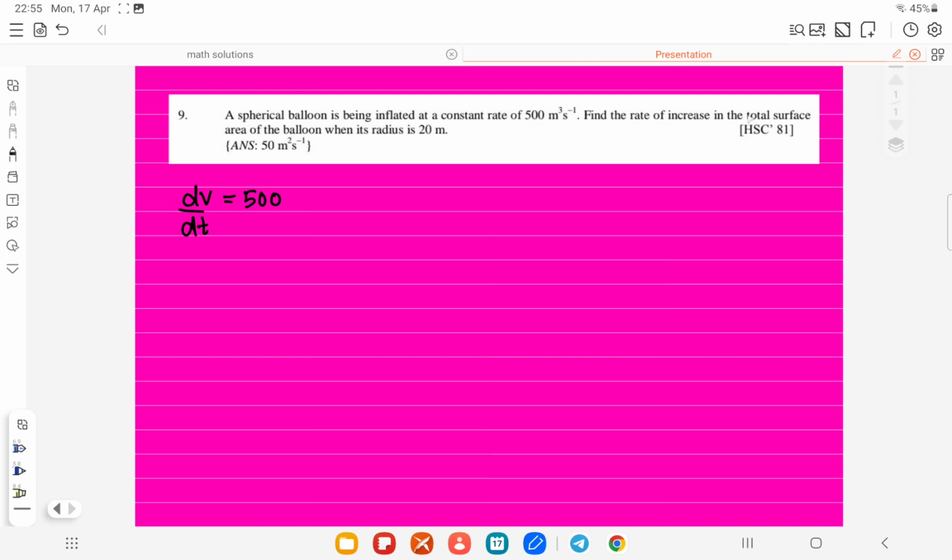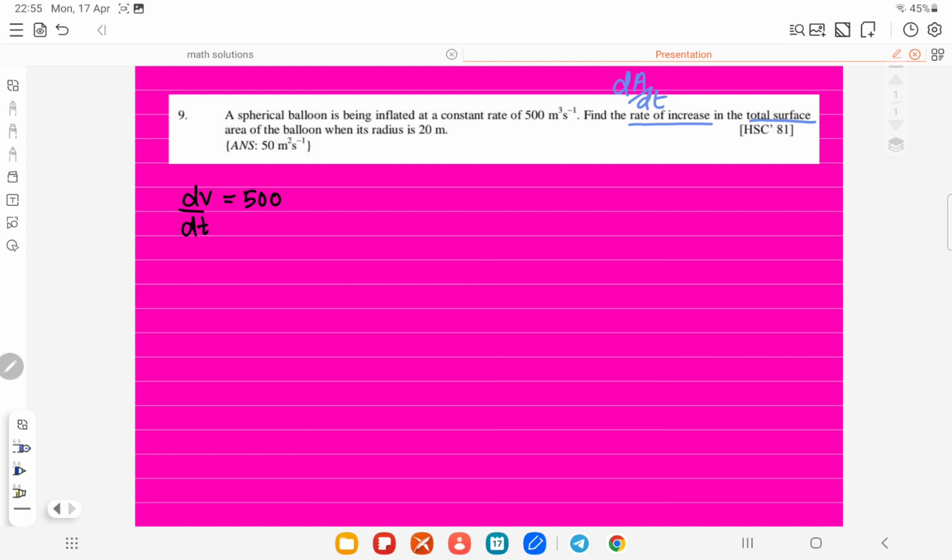Now find the rate of increase in the total surface area of the balloon when its radius is 20 meter. The question asks for the rate of increase in the total surface area. Rate means over dt. The total surface area, let's say area is A, so we have dA over dt.